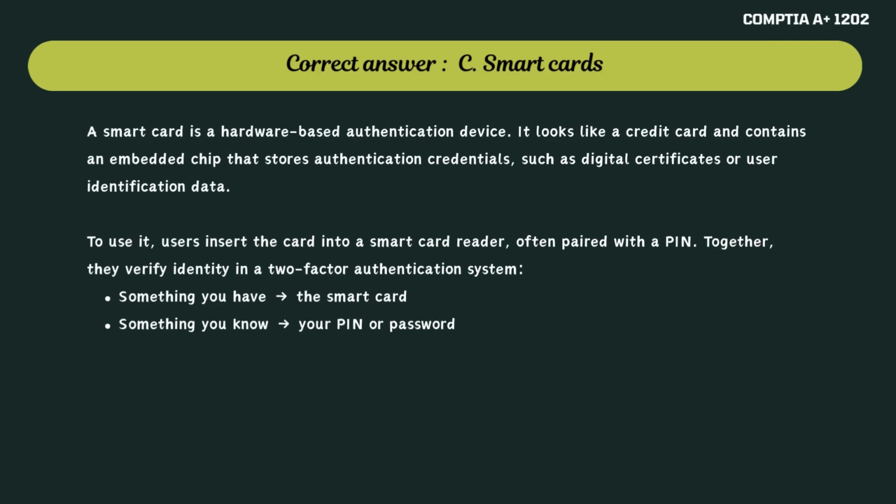It looks like a credit card and contains an embedded chip that stores authentication credentials, such as digital certificates or user identification data. To use it, users insert the card into a smart card reader, often paired with a PIN. Together, they verify identity in a two-factor authentication system. Something you have, the smart card. Something you know, your PIN or password.